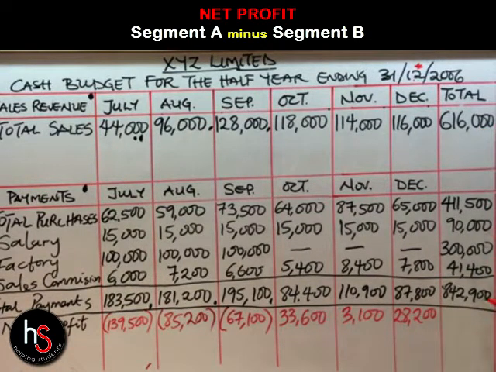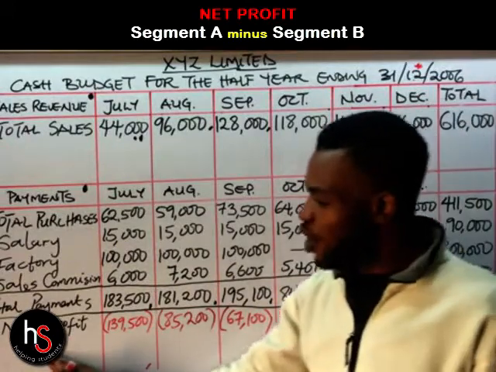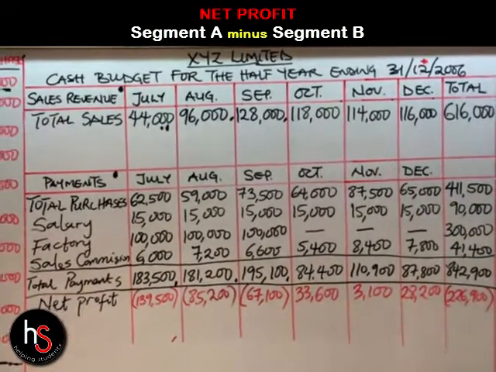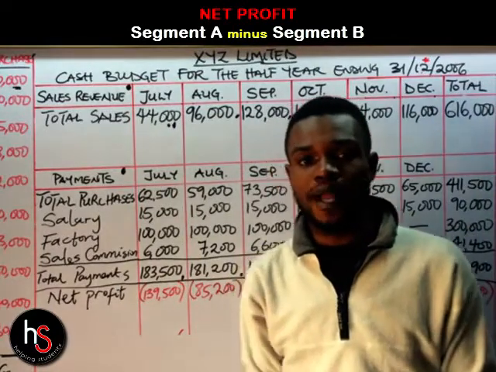616,000 minus 842,900 gives us minus 226,900. Okay, so now that we are done with the net profits, we have identified what the net profit is. The next thing we'll consider now is the opening balance.